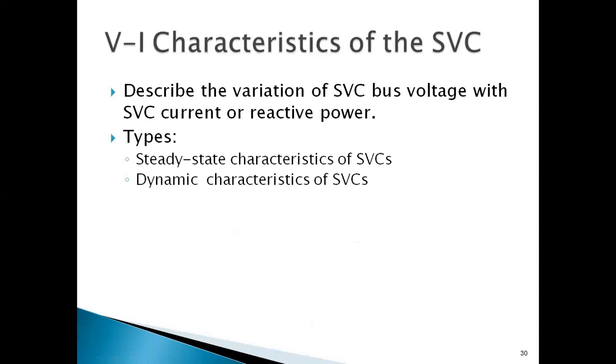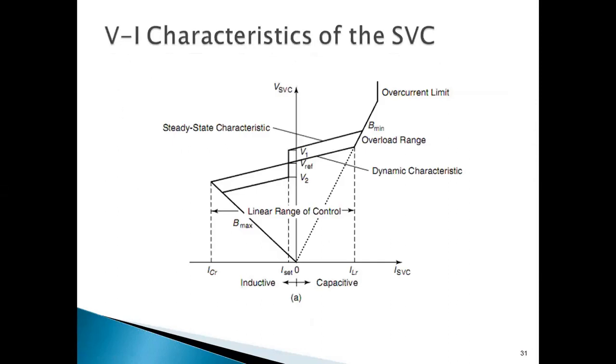So now the time is 11:15. I have to go fast. VA characteristics of SVC. There are two characteristics. One is steady state, another is dynamic characteristics. So please kindly bear with me. I'll make it a little fast. As you see here, I have given both the steady state as well as dynamic characteristics. Try to observe the difference between the steady state and dynamic.